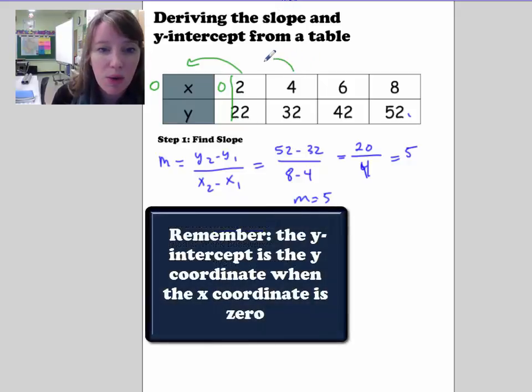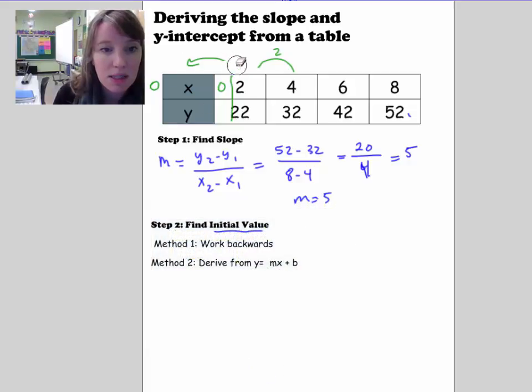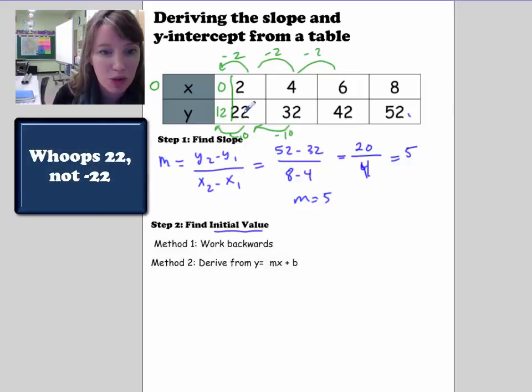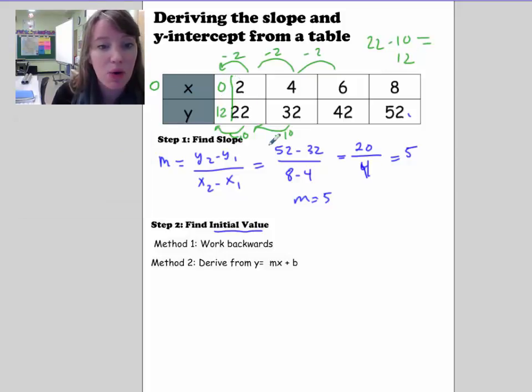Since the x's are all decreasing by the same amount, subtracting by 2, going from 2 to 0 is the same decrease, so I can pattern the decrease of the y's in the same way. This is going down by 10. So 22 minus 10 is 12. So when x is 0, y is 12. The y-intercept, or the initial value, is 12 because the coordinate is (0, 12). So the b here is 12.